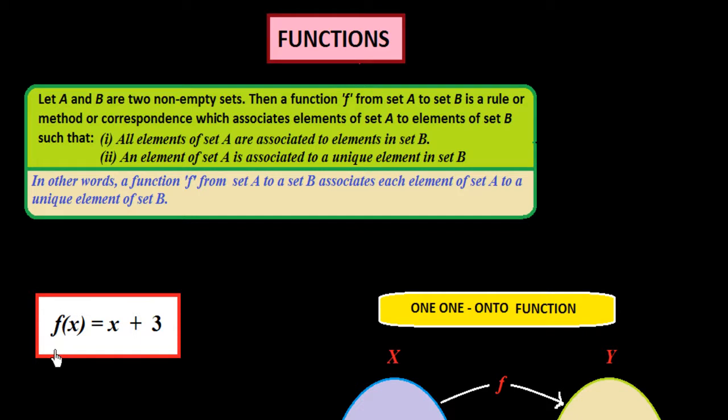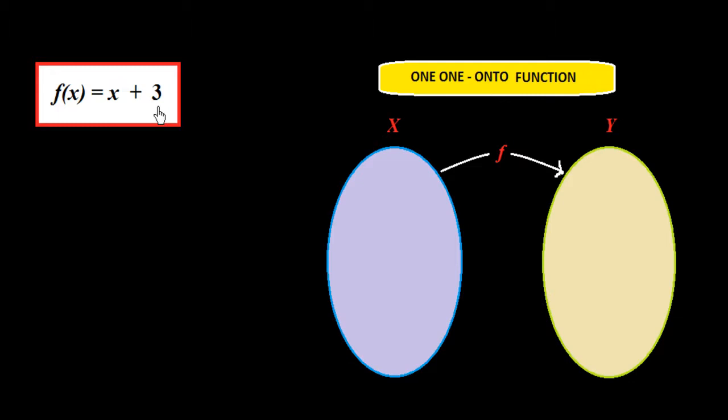We are taking one example, a function. Here you see f of x is equal to x plus 3. I would like to explain the 1-1 onto function. Here we are taking a set A, 1, 2, 3. This is our set A, and we are taking a set B, 4, 5, and 6. So here you see this is our X, the elements of A we have to put here. This is our domain. And this is our range, which we have to put here.